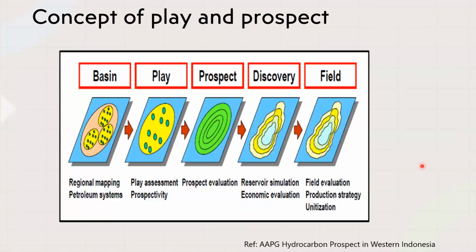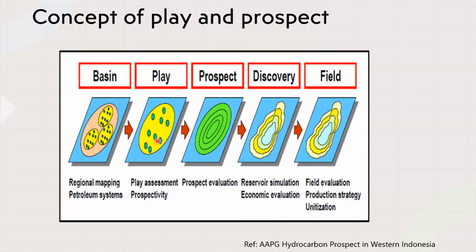So again, if you look at the concept of the play of the prospect, from the basin point of view, in the basin there is not only one play. There are multiple plays in that basin. So let's say this is one play, a second play, a third play. When we come into one play, which comes from here to here, in one play we have different prospects.